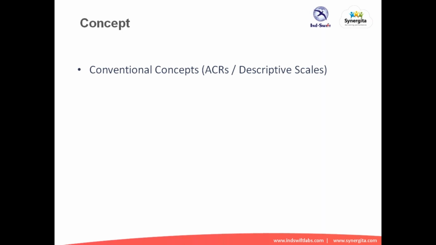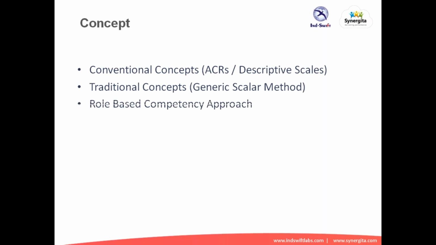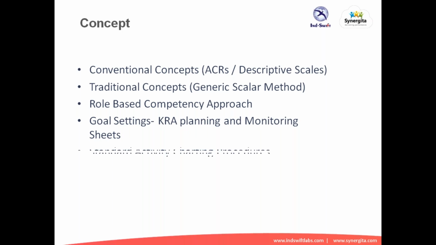You can pick up a conventional concept. You can run your performance management system on the basis of ACRs, annual confidential reports. You can have descriptive scales. You can have your PMS based upon traditional concepts like the generic scalar method. You can have your PMS designed on a role-based competency approach, where you are not incorporating goals, but are just generalizing people on the basis of their competencies by virtue of their hierarchy in the organization. You can also move to more advanced goal setting, KRA planning and monitoring sheets. You can move towards standard activity charting procedures, and then finally towards the balanced scorecard concept.